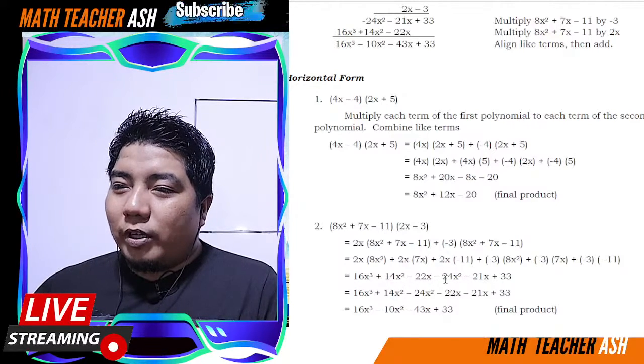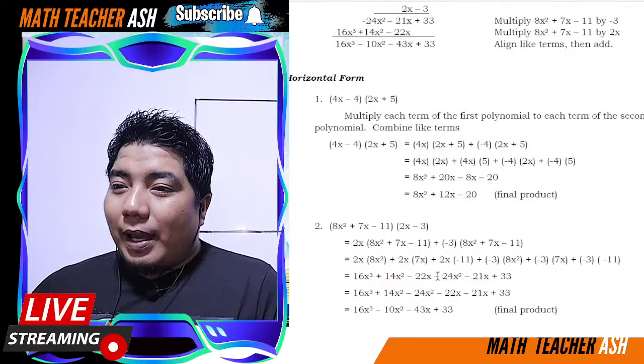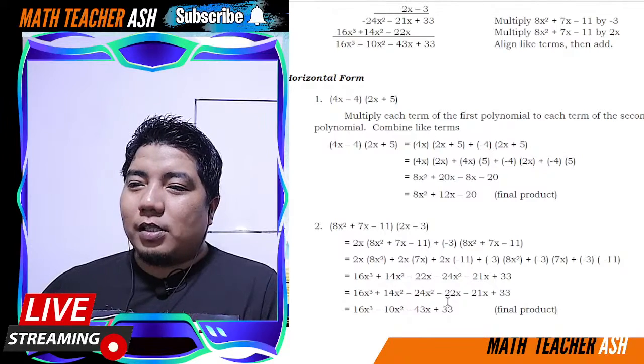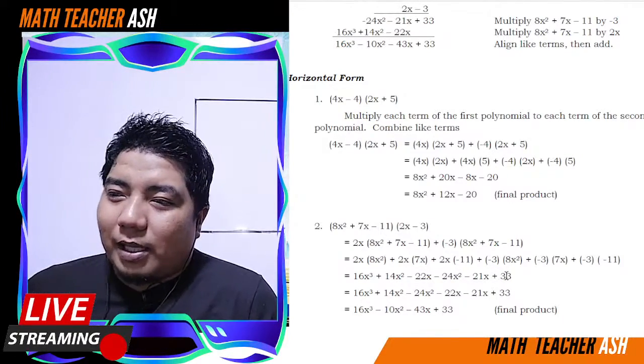So, 14 minus 24, negative 10x. Dito, may x lang. Dito, may x lang din. So, negative 22 minus 21x. Okay, pagsamahin mo, negative 43x. Ito, 33. May kasama? Wala.